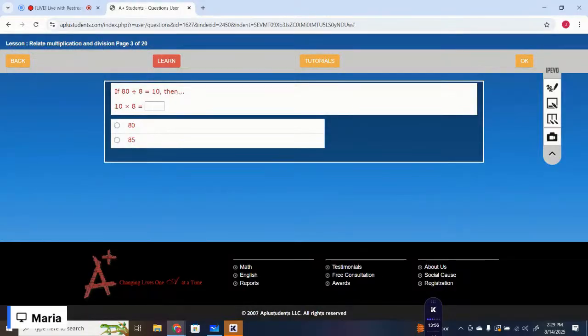If 80 divided by 8 equals 10, then 10 times 8 equals 80. Option number 1 is the correct option. 80 it is.